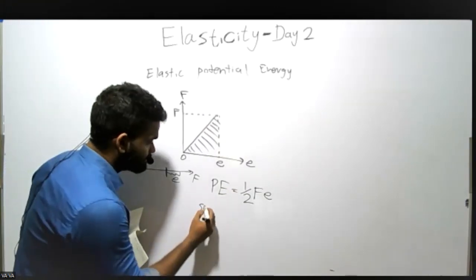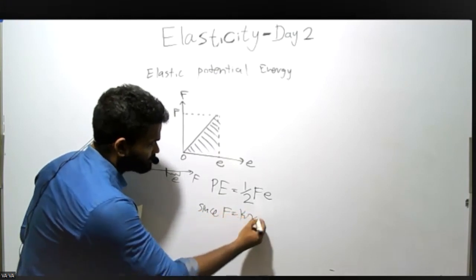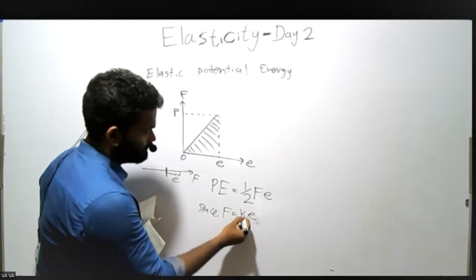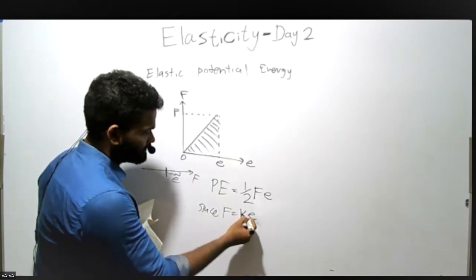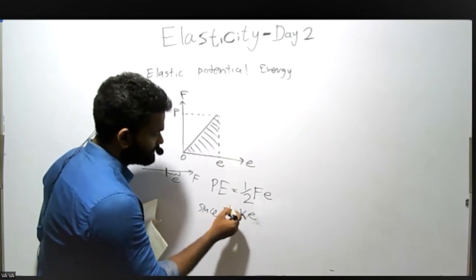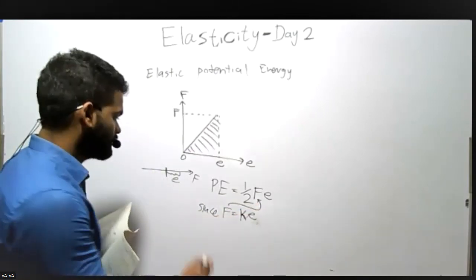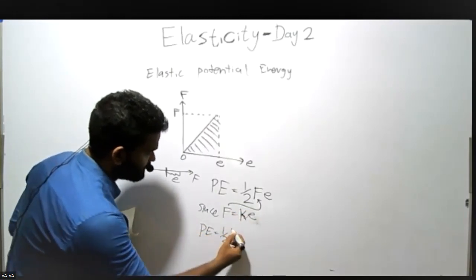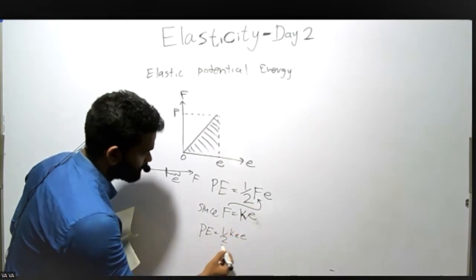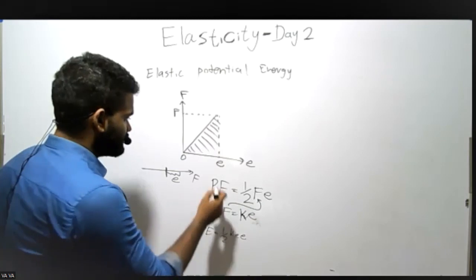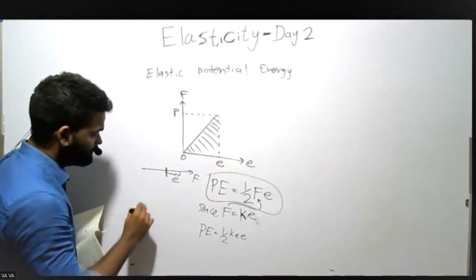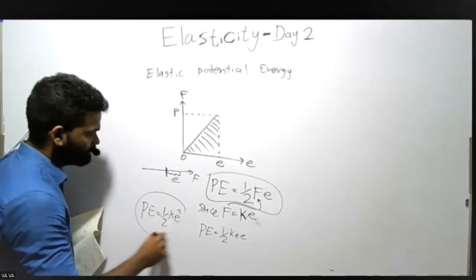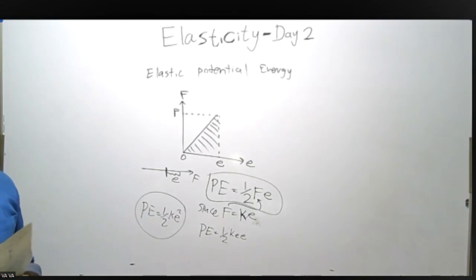Then write, since F equals Ke, you learn this in mechanics, right? F equals Ke. You can substitute this here. Then what do you get? P equals half F, which means Ke, times E. So you get another equation. You have to remember these equations. P equals 1 over 2 Ke squared.